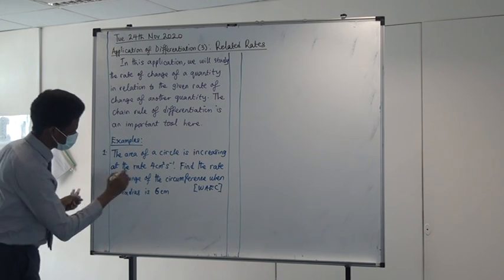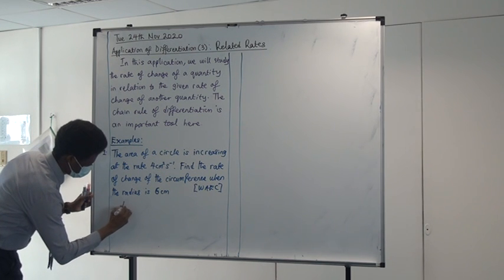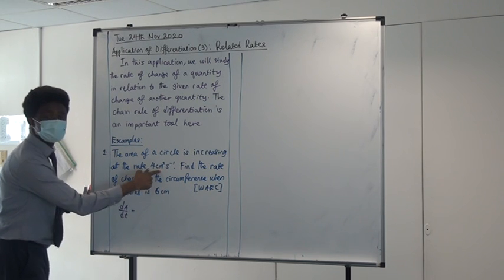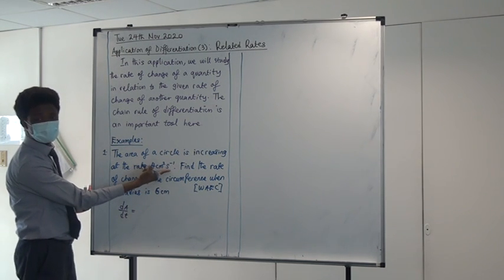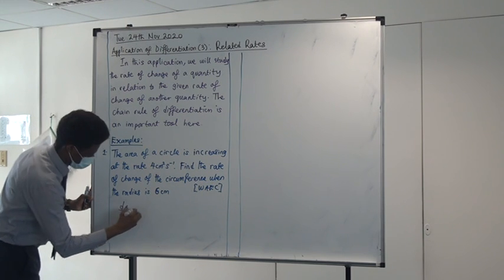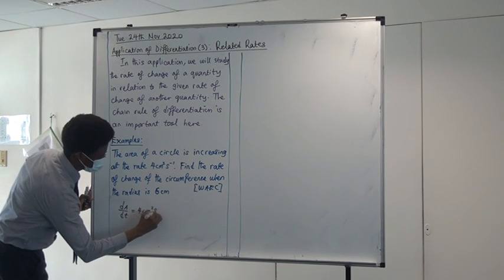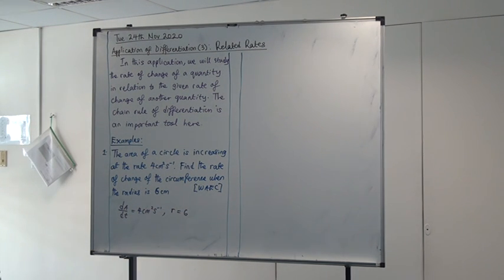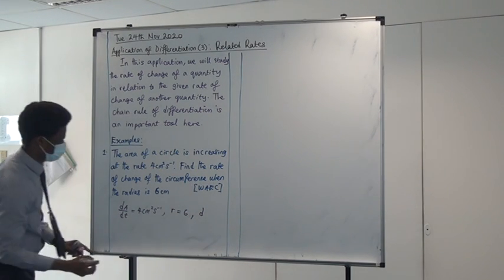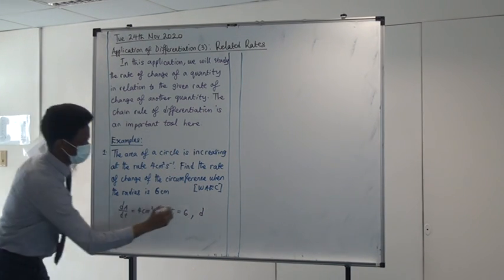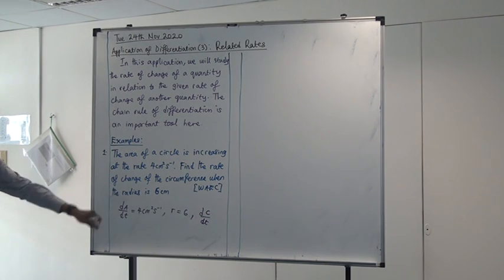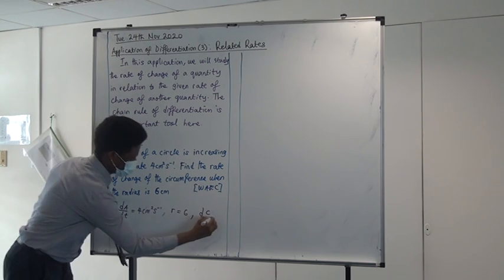Now, this is what you know. The dA/dt. And you see, even from the unit you could see, rate of change of the area with time, that's dA/dt, right? It's given as 4. You know that your radius is 6. That's what you know. The question is asking for what? The dC/dt, the rate of change with respect to time. Okay, so you're looking for this.